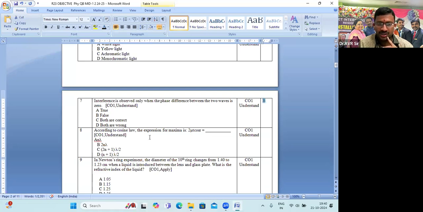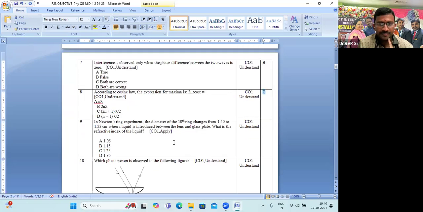Now according to cosine law, the expression for maxima is 2 mu t cos r equal to, option A, n lambda. You can expect the answer, option C. That is option B, 2n lambda, option C, 2n plus 1 into lambda by 2. As it is the maxima, hence it is option C, 2n plus 1 into lambda by 2.